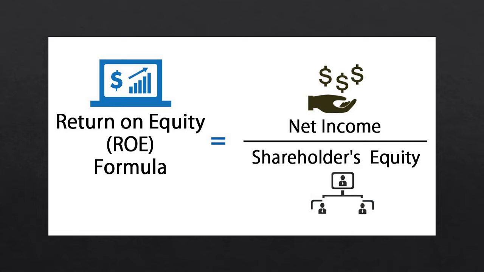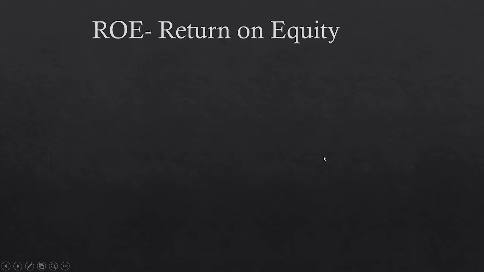As we know, return on equity is a profitability ratio, and this ratio indicates how well a company uses its assets to generate profit. And the formula to calculate return on equity is net income of a company divided by total shareholders' equity. So what does it mean? Let's see this in detail.